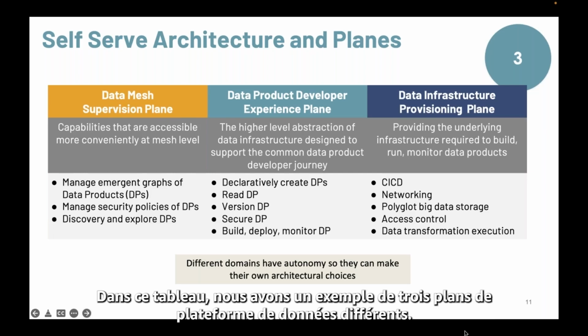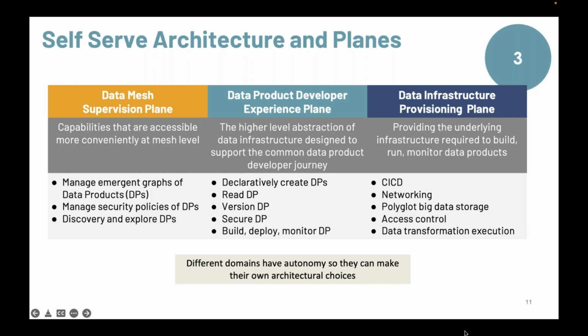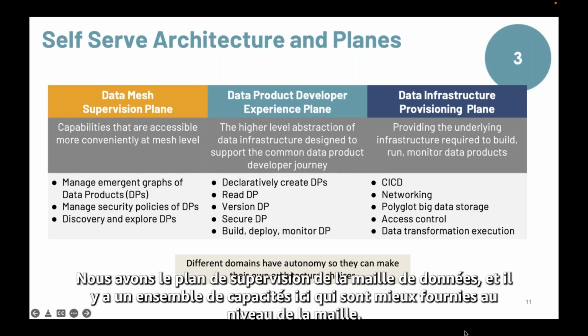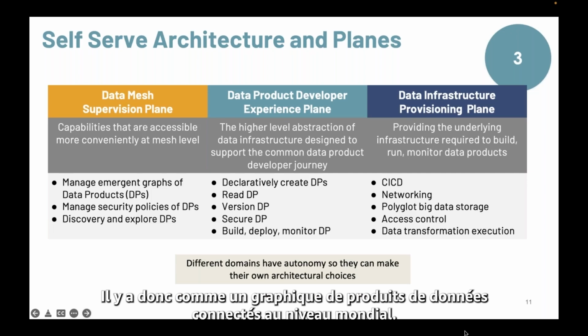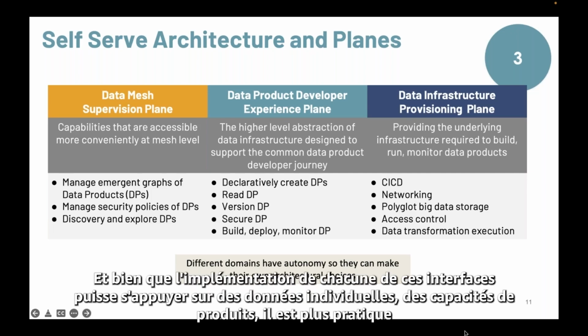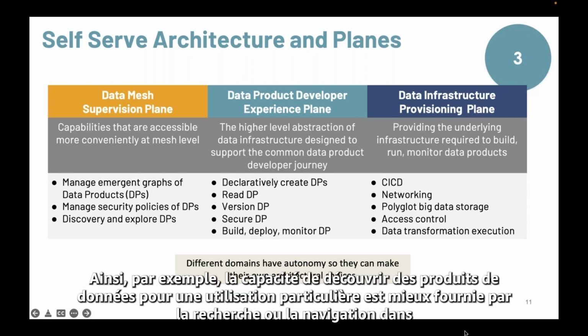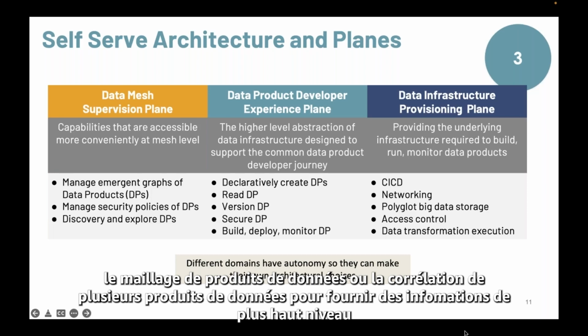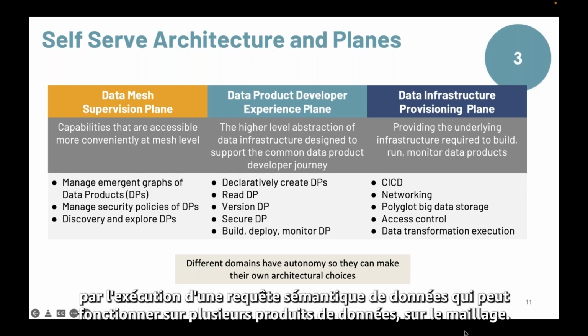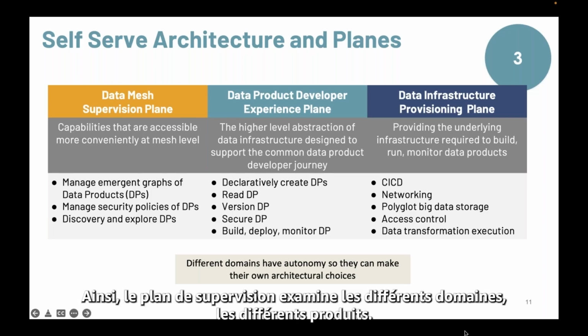So here in this table, we've got an example of 3 different data platform planes. We've got the data mesh supervision plane, and there are a set of capabilities here that are best provided at the mesh level. So there's like a graph of connected data products globally. And while the implementation of each of these interfaces might rely on individual data product capabilities, it's more convenient to provide these capabilities at the level of the mesh. So for example, the ability to discover data products for a particular use case is best provided by search or browsing the mesh of data products, or correlating multiple data products to create a higher order insight is best provided through execution of a data semantic query that can operate across multiple data products on the mesh. So the supervision plane is looking across the different domains, across the different products.